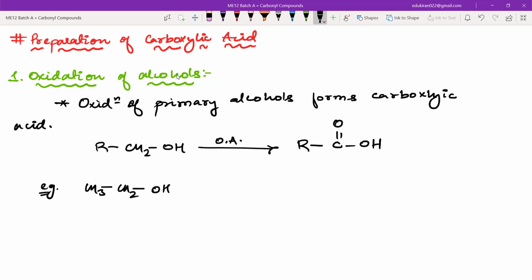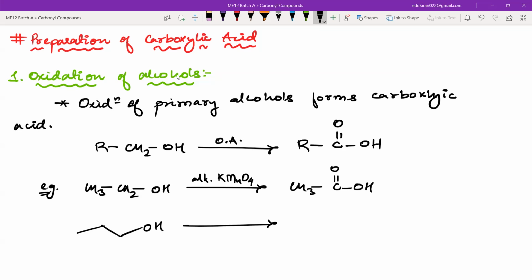Okay, so let us write some examples. But please remember that it should be a primary alcohol. The reagents that you can use, you have seen, right? You can use alkaline or acidic KMnO4, and you will get CH3C double bond O, OH. Further, you can also use K2Cr2O7, and then you are going to get a carboxylic acid.